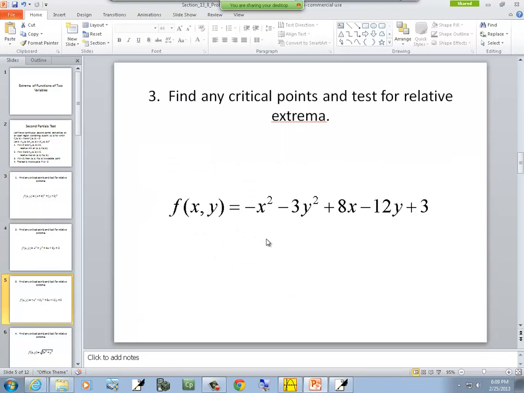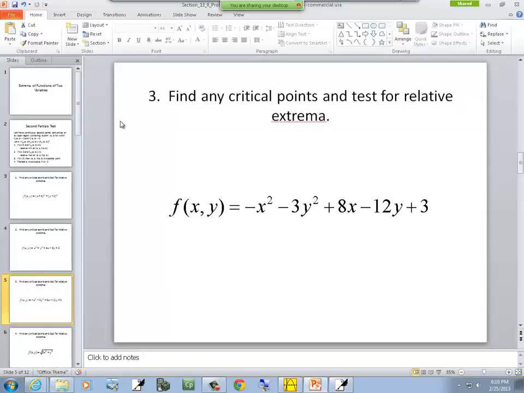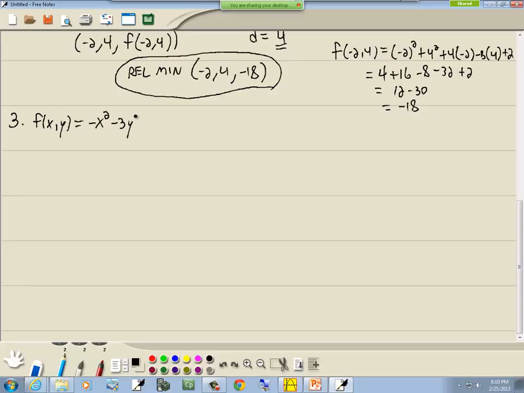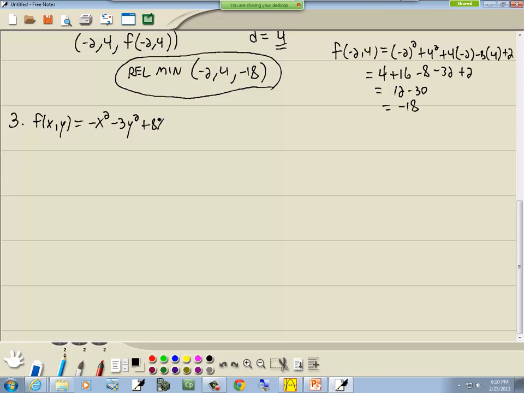Probably have room for that one. Let's see. Got f of xy is equal to negative x squared minus 3y squared. Those being negative probably is going to tell you something. Plus 8x minus 12y plus 3.